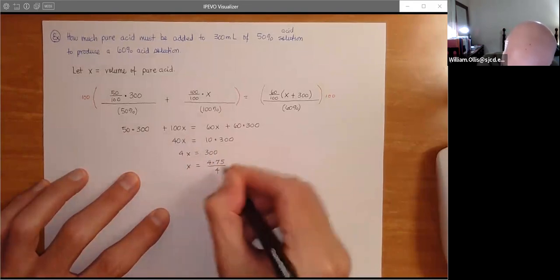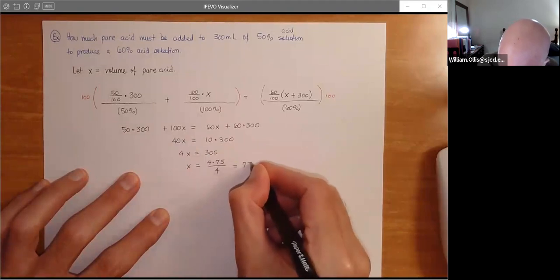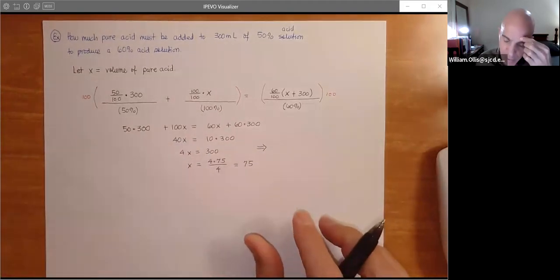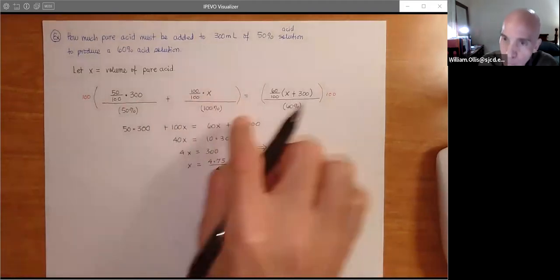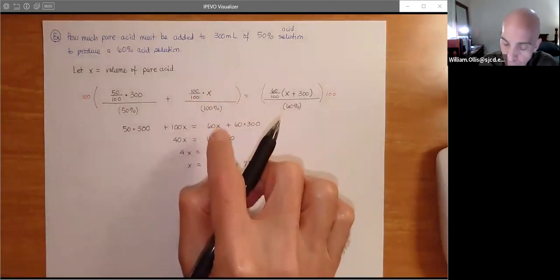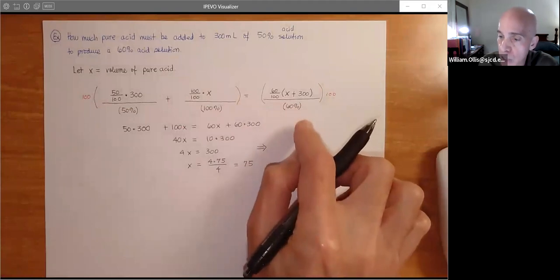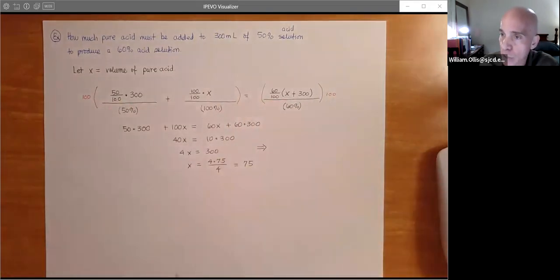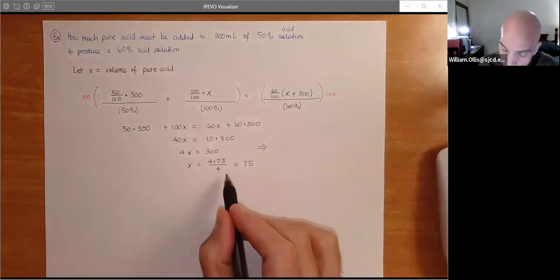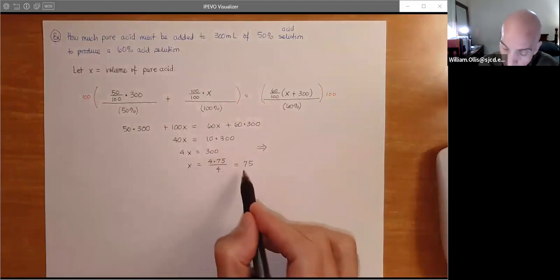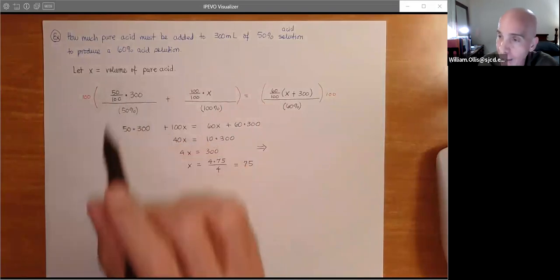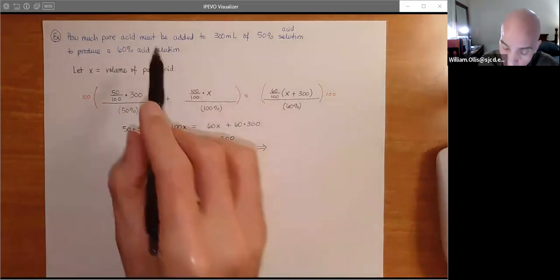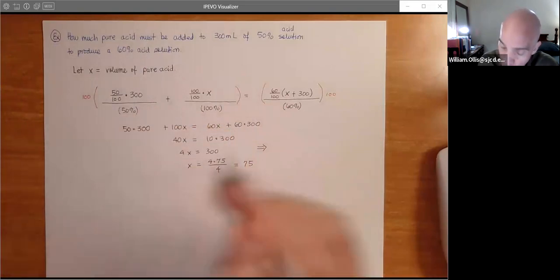Divide by 4, and we just get 75. So you can see here that the simple way of dealing with percentages is made easier thinking of them in terms of fractions. And now you can see that based upon what we got for X, we need to add 75 milliliters of pure acid to obtain the 60% solution.